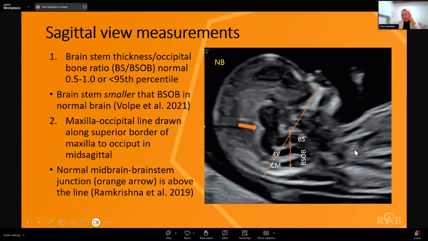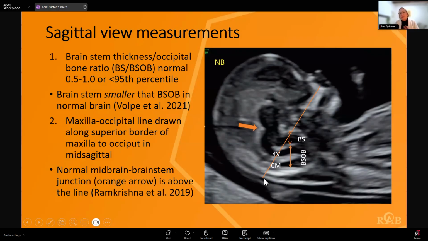Now, the other measurement that is in the literature is drawing a line from the maxilla, so along the top of the maxilla, to the occipital bone posteriorly here at the back of the fetus. And we look at this normal structure here, which is this midbrain brainstem structure. So you can see that's a little peak here, okay? And that little dent or little peak, that junction should be above this orange line.